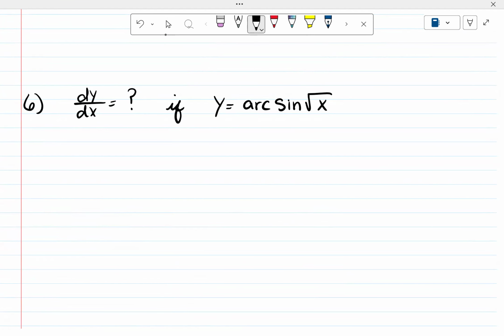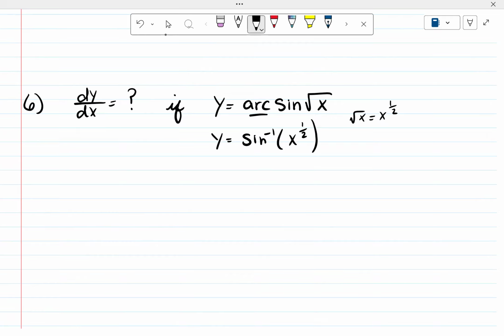Whenever you see the word arc, that's the same thing as inverse. So you can rewrite this as y equals sin inverse of the square root of x. And the square root of x is the same thing as x to the 1/2, so I'm going to do that. You'll see why. So now we have to find dy/dx.